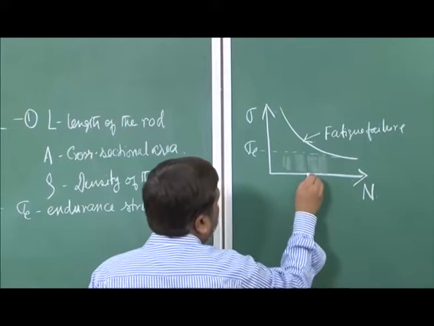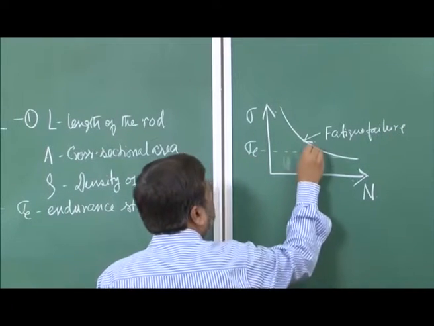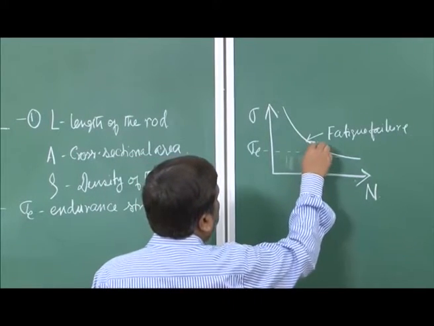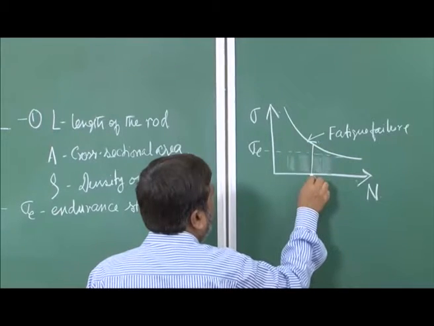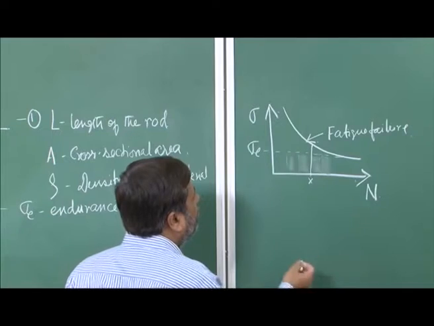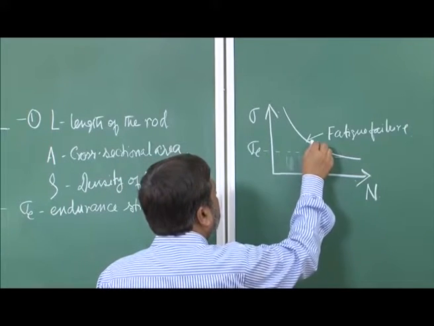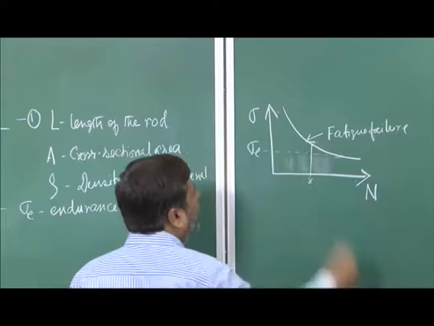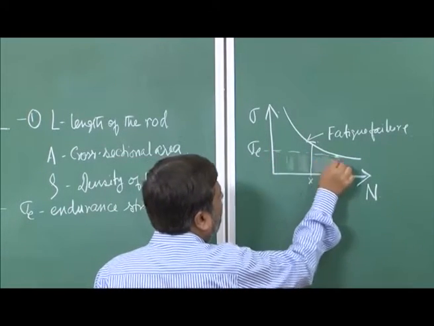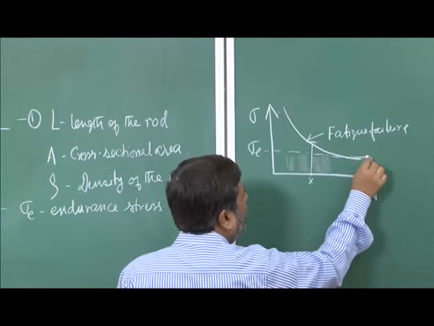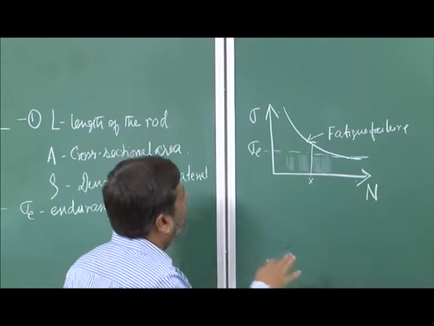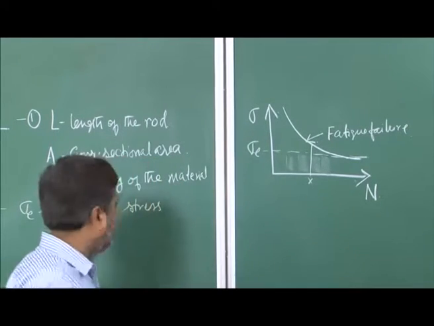Suppose this is my number of cycles. If the stress level goes beyond this point, at this particular fatigue level, something like x number of cycles, 10,000, 20,000 or so, the moment stress goes beyond this, the whole thing is going to fail. But if the stress remains below this sigma level, then you will never come across this line. That is the good part of it, and hence we always try to keep the stress below the endurance stress level.